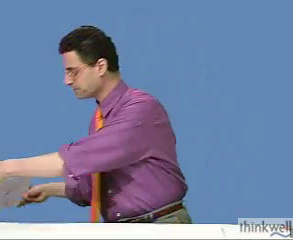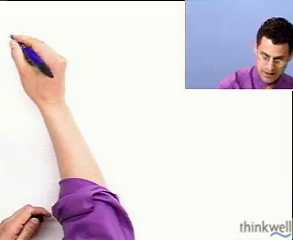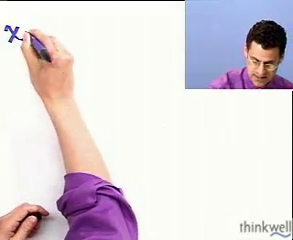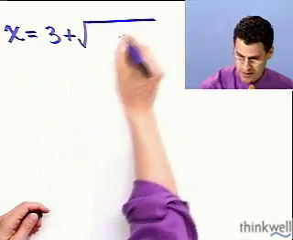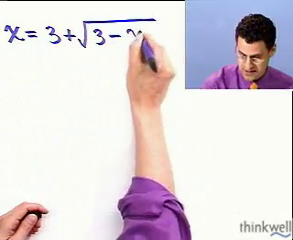Let's try one more. This one's going to be even a little bit more eclectic, because this one looks like this: x equals 3 plus the square root of 3 minus x. Okay, now let me tell you why this is eclectic. You're saying, gee, it looks like the exact same thing as the other one. Well, let's just think through this.